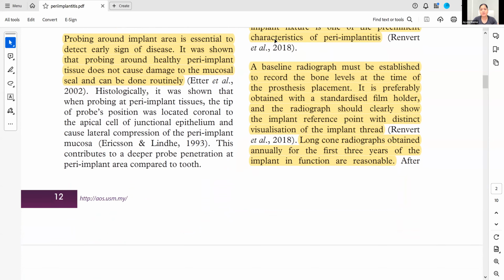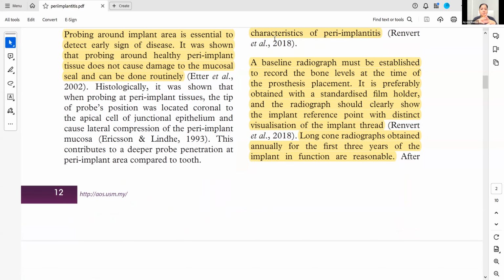A baseline radiograph must be established to record the bone levels at the time of prosthesis placement. It is preferably obtained with a standardized film holder, and the radiograph should clearly show the implant reference point with distinct visualization of the implant thread. So when you take the radiograph, it should be with the paralleling technique, which is the most reproducible technique, and with a film holder, not arbitrarily placed in the mouth with the use of your hand or the patient's hand, but use a film holder.